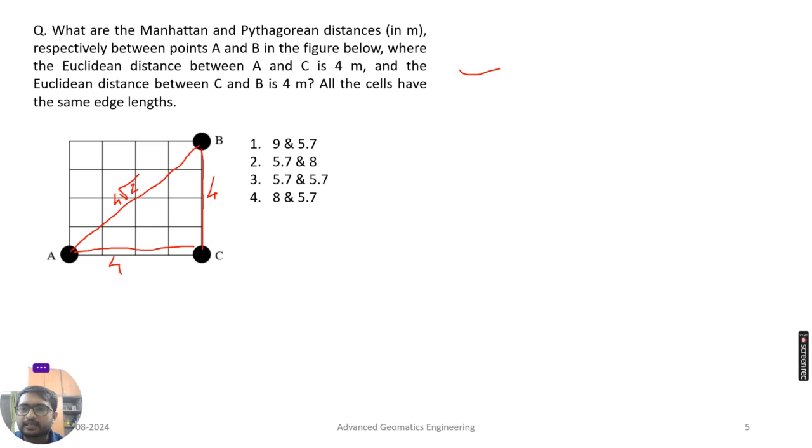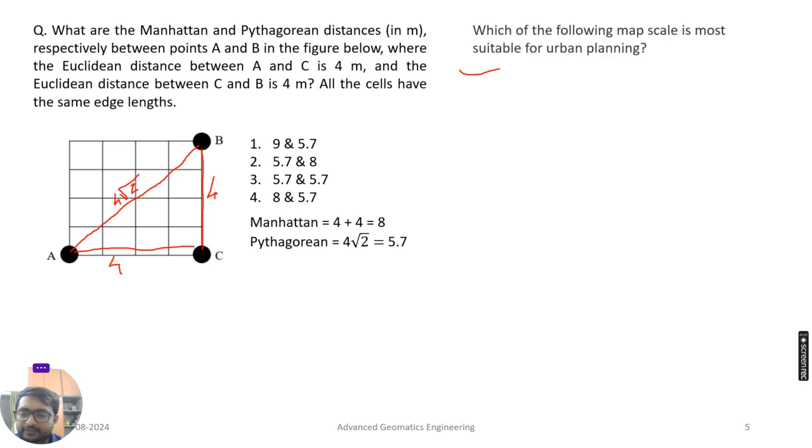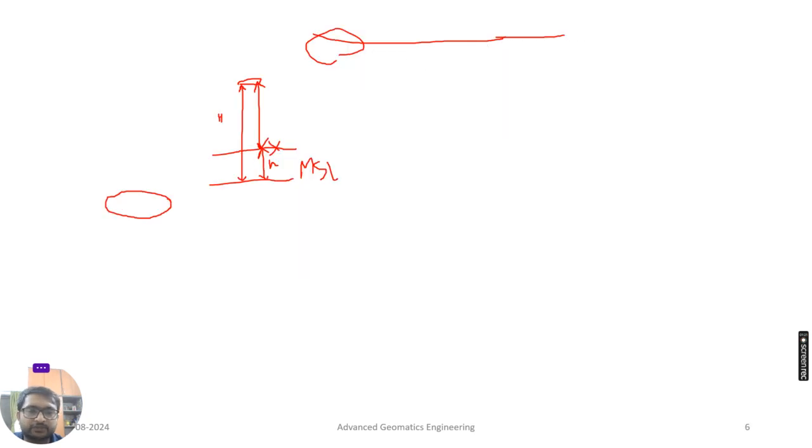Then we have this grid where we have to find out the Manhattan and Pythagorean distance. It's pretty clear. Manhattan distance is direct, in a linear fashion, so we'll end up with 8. Whereas Pythagorean is along the diagonal, which is 4 root 2, which will be 5.7. Then which map scale is most suitable for urban planning? The one which gives us more detail. That's why 1 is to 10,000.